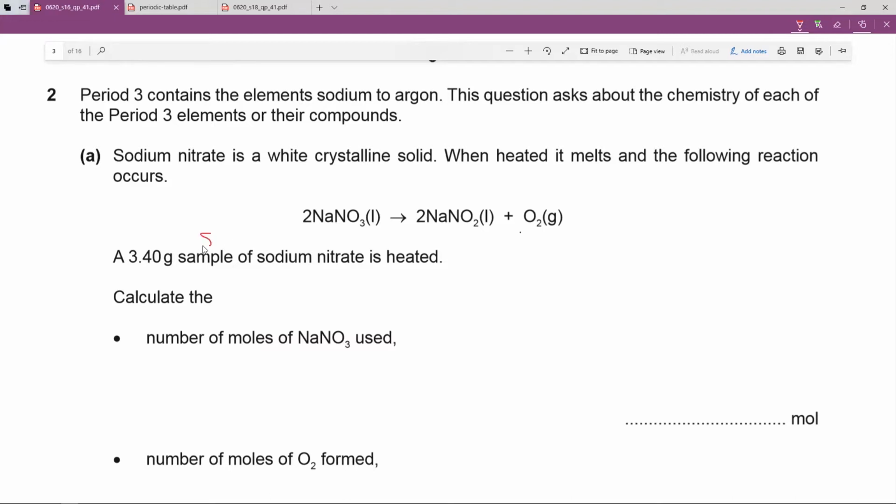A word equation would be sodium nitrate giving us sodium nitrite plus oxygen gas.